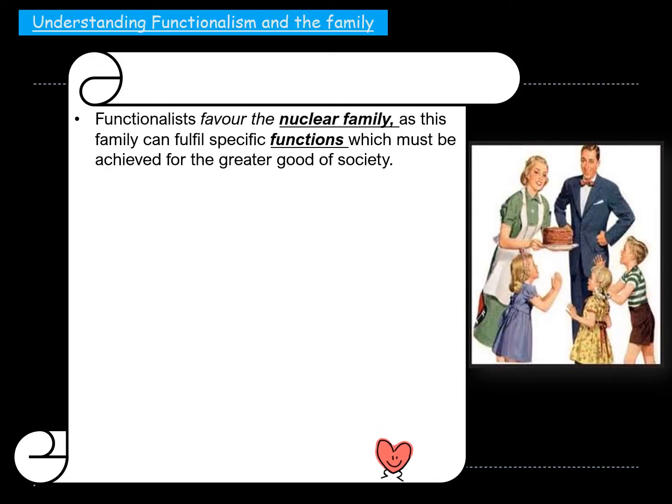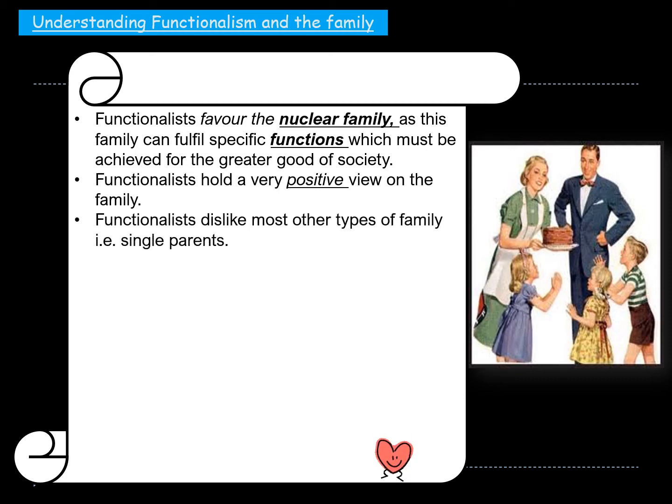So firstly, functionalists favour the nuclear family. The nuclear family is the mother and father who are married with their biological children. It's that stereotypical family. Sometimes it's called the cereal packet family. They believe this family is the best type for fulfilling specific functions that are needed for the whole of society to function effectively. They're very positive about their view on the family, and they dislike most other family types that don't conform to that nuclear family ideal.